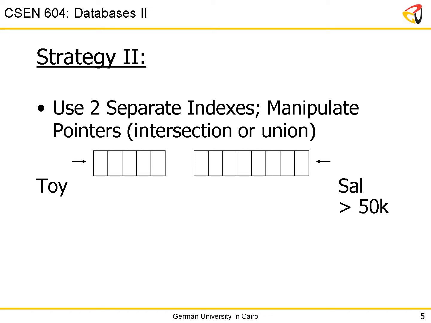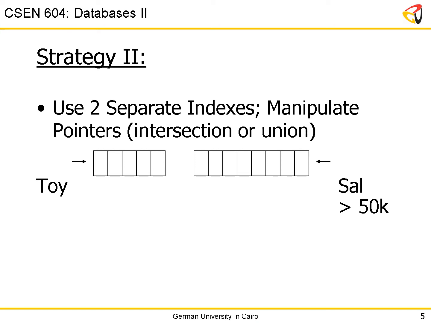One on department alone and one on salary alone. You will get a result set from this data structure and a second result set from the other data structure. Basically a set of matching rows using, say, the B plus tree on department, and a set of matching rows using the B plus tree on salary. Now what you do is you intersect the two result sets.